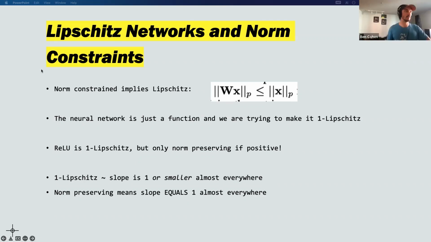But if I make the norm so that I multiply x by w, and the norm of y is always fixed to be 1, now I've made it so that the slope basically has to be exactly 1 everywhere, not just less than 1.